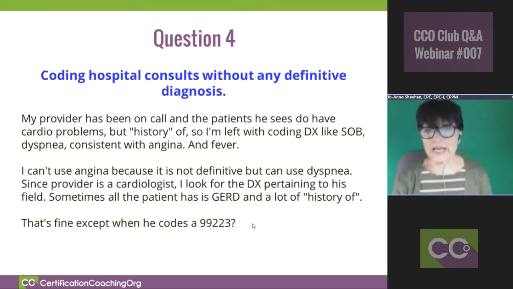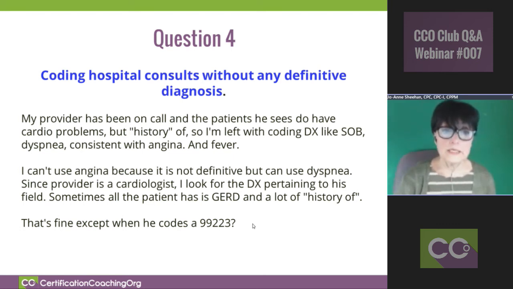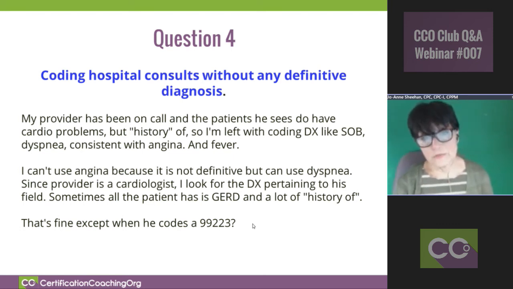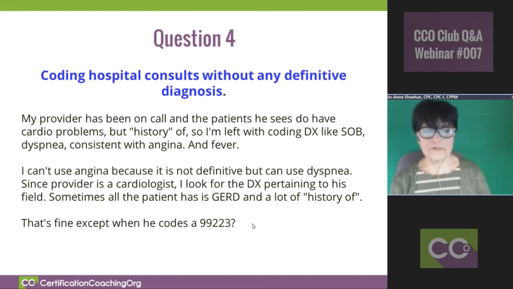My provider has been on call, and the patients he sees do have cardio problems, but history of. So I'm left with coding diagnoses like shortness of breath, dyspnea, consistent with angina, and fever. I added fever for a reason, because I wanted to be more specific with the guidelines. I can't use angina because it is not definitive, but I can use dyspnea.